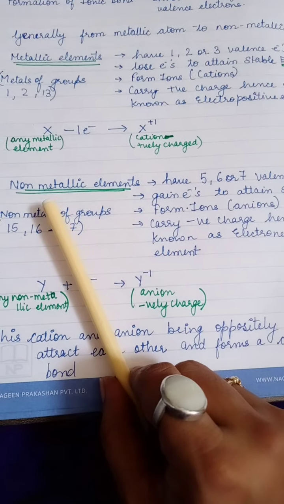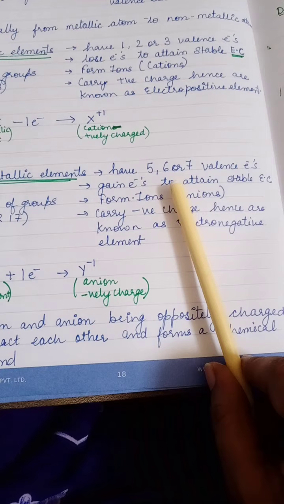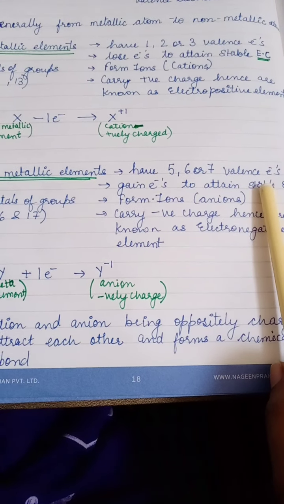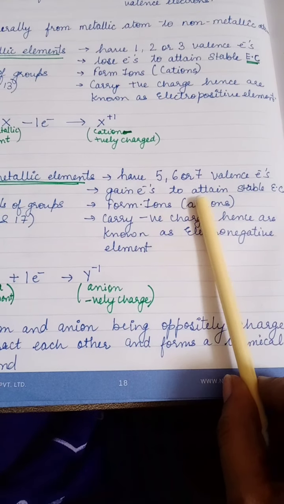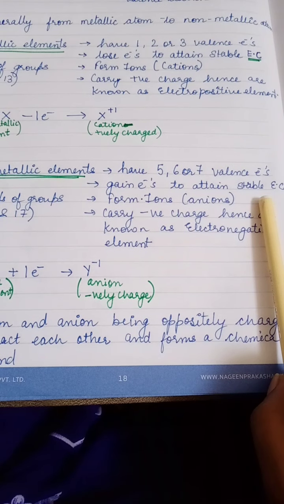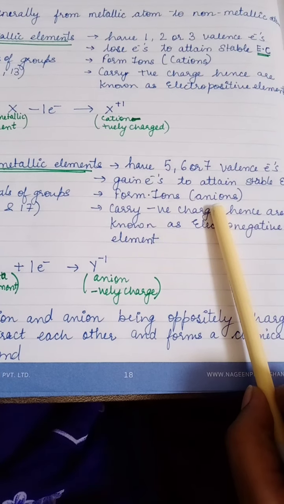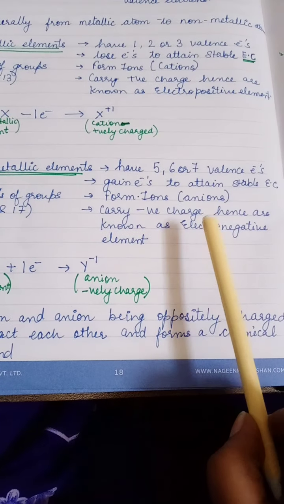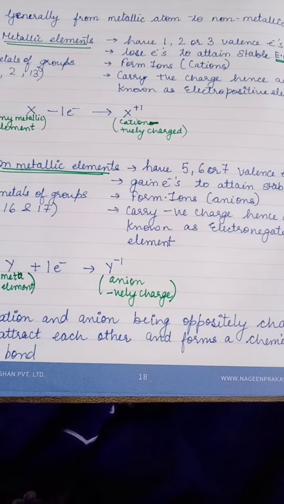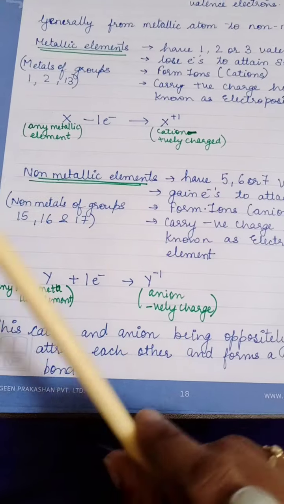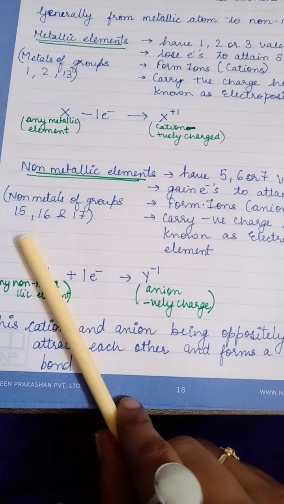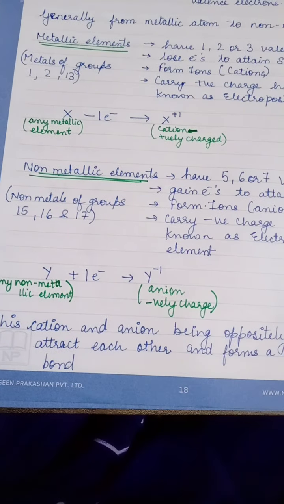Now, what are non-metallic elements? They have 5, 6 or 7 valence electrons. They gain electrons to attain a stable electronic configuration. They also form ions. These are known as anions, which carry a negative charge. Hence, they are electronegative elements. Non-metallic elements are usually present in group 15, 16 and 17.